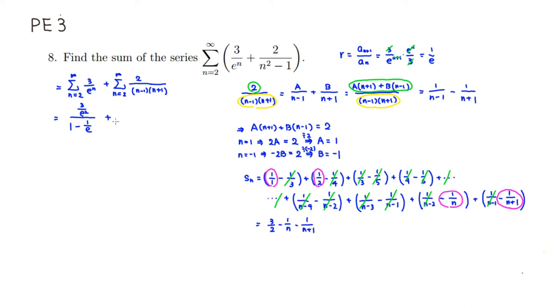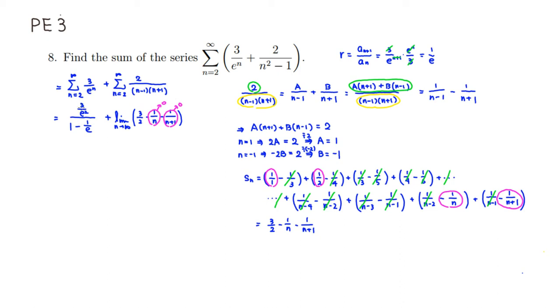So in order to find the infinite sum, all you have to do is take the limit as n approaches infinity of this guy, which is 3 over 2 minus 1 over n minus 1 over n plus 1. And this is a fairly easy limit to evaluate because this term goes to 0, and also this term goes to 0. You're going to be left with 3 halves.